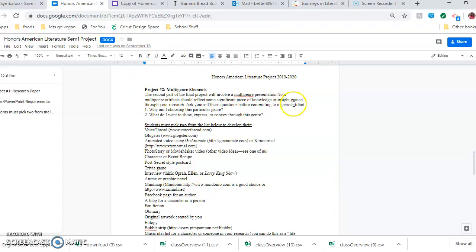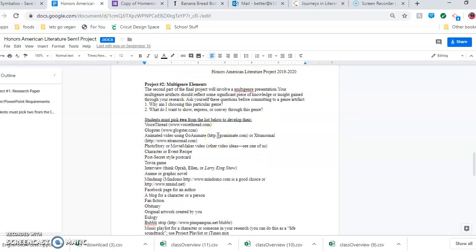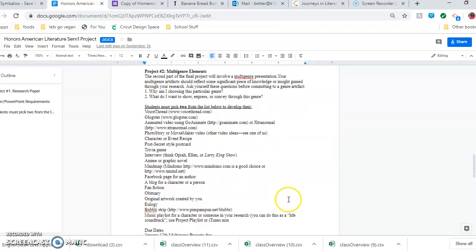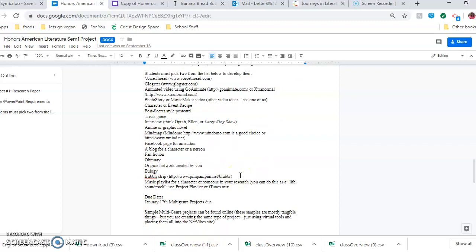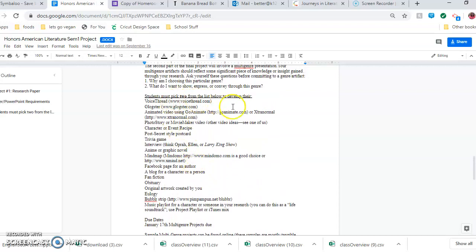Going down here to the multi-genre. Say I chose Ernest Hemingway. I wrote my 2-page paper about him. I went over everything. And now what I'm going to do is pick some of these. I think I have to pick 2 to 3 artifacts to show how I know my author. So pick 2 or 3 of these. I would pick a minimum of 2.